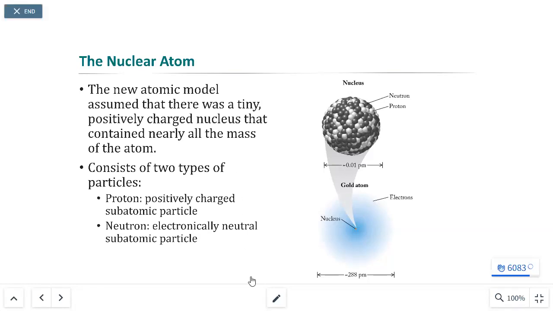Proton, we will designate as P plus, and the neutron, which is electrically neutral, N zero. So inside that nucleus, we have protons and we have neutrons. And the proton's purpose is to provide positive charge. The neutron's purpose is basically there to keep all the protons apart so that the nucleus stays together.